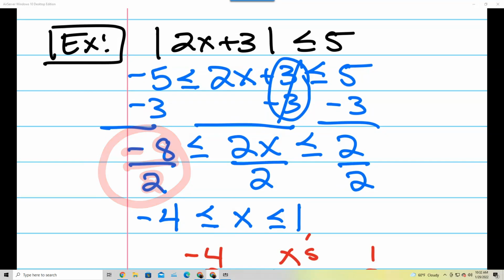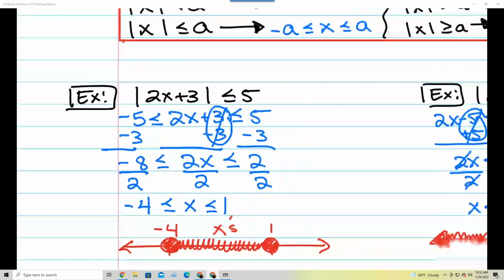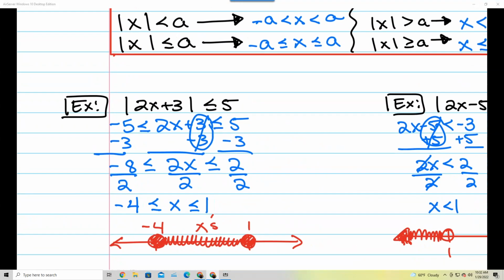So the question becomes, do we need to switch the sign there? And the answer is no. I know I see this negative 8. I understand that. But what did we divide by? We divided by a positive 2. We did not divide by a negative. We divided by a positive. Because I divided by a positive, I do not need to switch the sign there. So this answer was technically correct. We need to leave it as is.